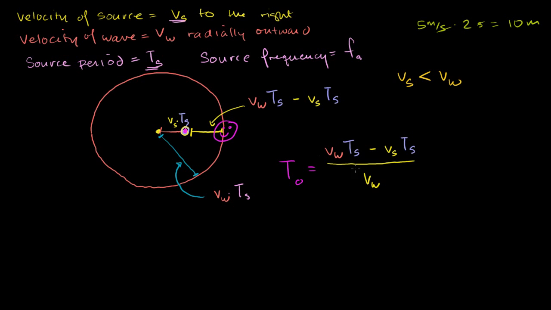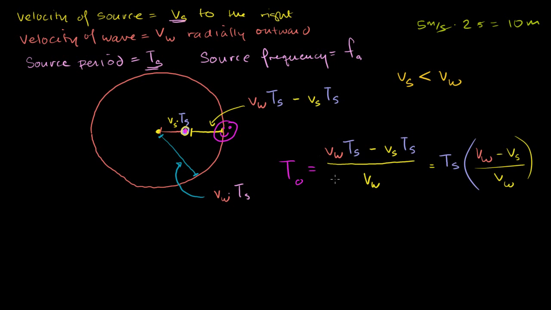Now, if we wanted the frequency, we can manipulate this a little bit. So we could also write this by factoring out the period of the source, t sub s. And so it becomes t sub s times the velocity of the wave minus the velocity of the source, all of that over the velocity of the wave. And so just like that, we've gotten our formula for the observed period for this observer who's sitting right in the path of this moving object, as a function of the actual period of the wave's source, the wave's velocity, and the velocity of the source.